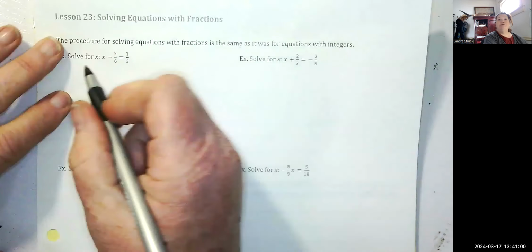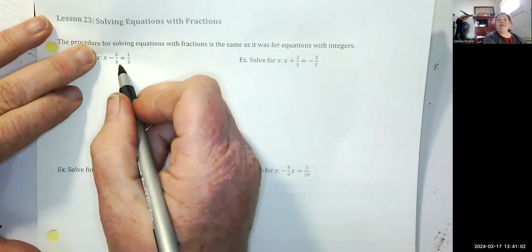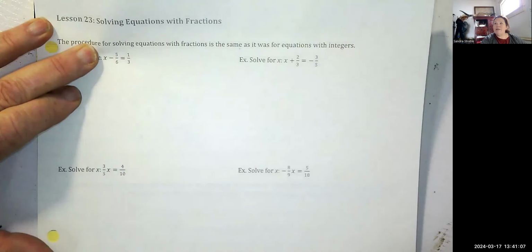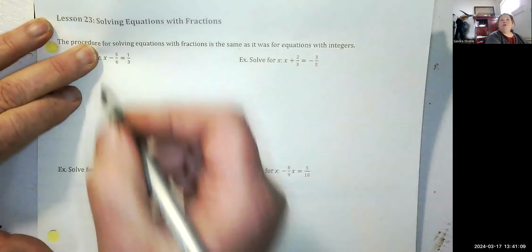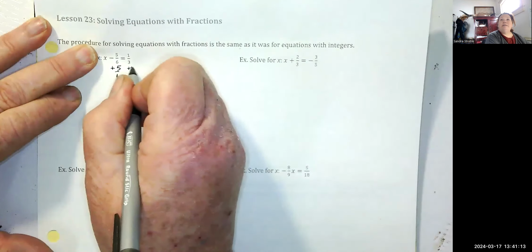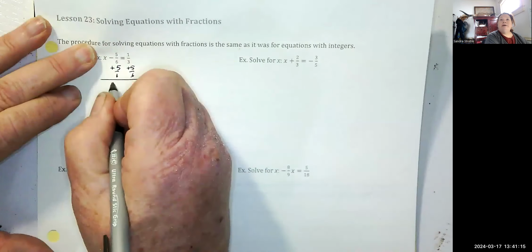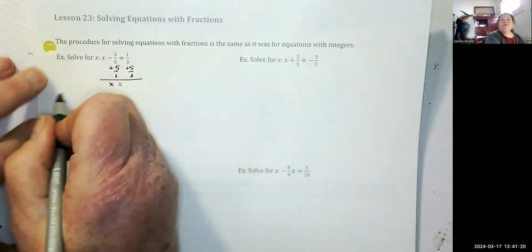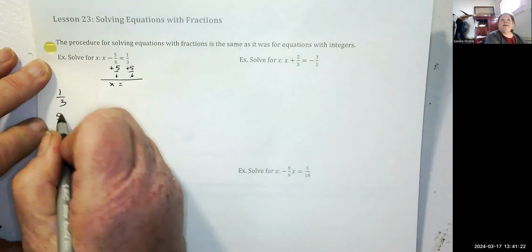So we've got solving for x: x minus 5/6 is equal to 1/3. Well, 5/6 is attached to x by subtraction, so we're going to need to add 5/6 to both sides. And when we do that, we get x is equal to, well, we need to simplify this. So 1/3 and 5/6.